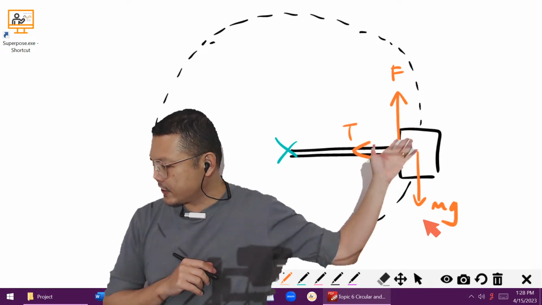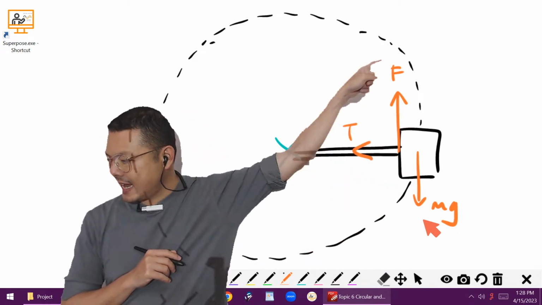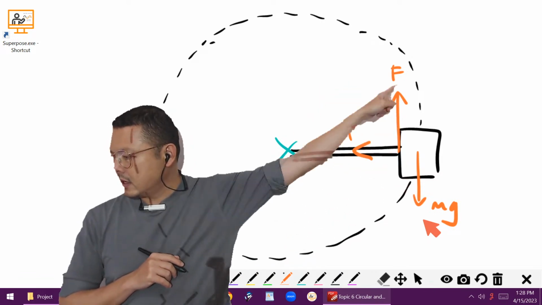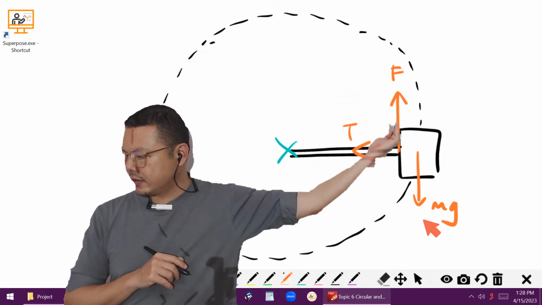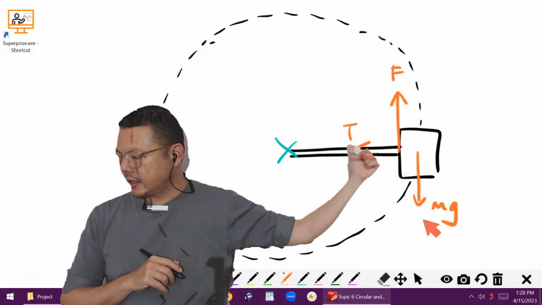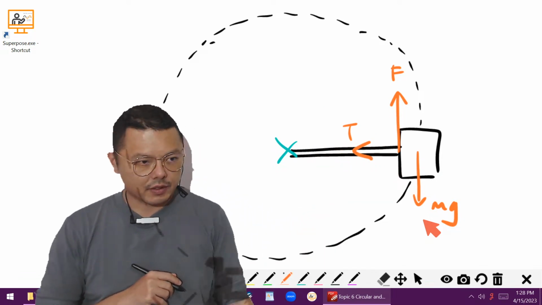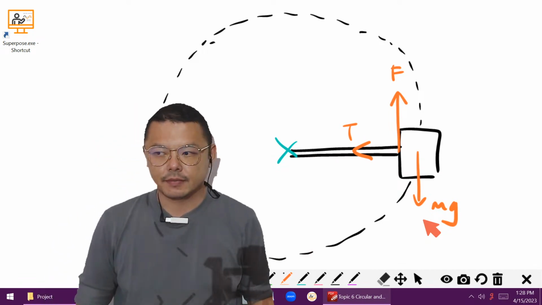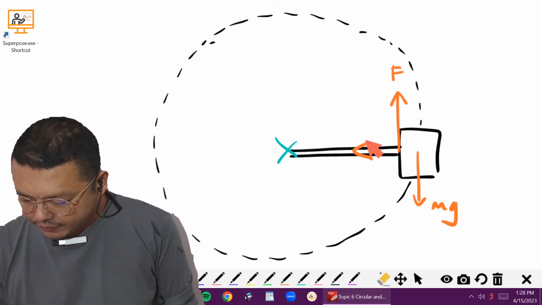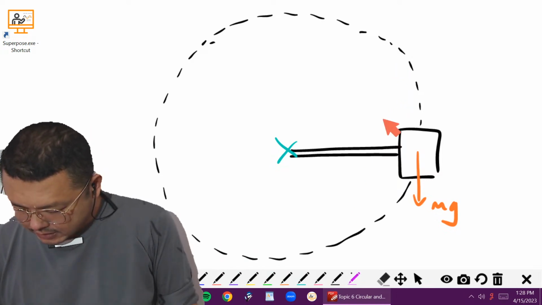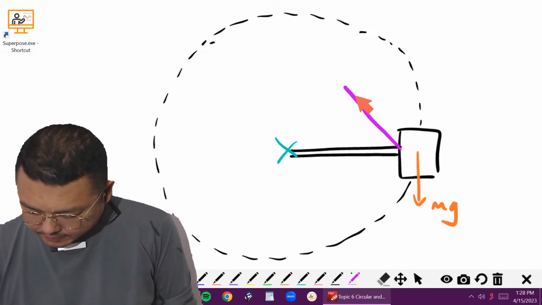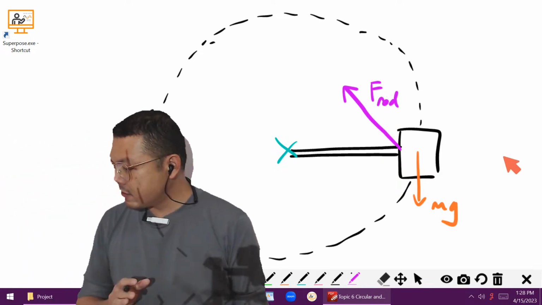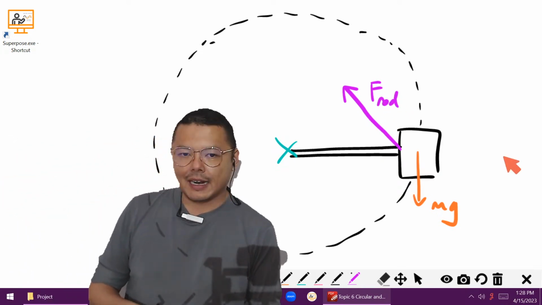So this T and this F are both from the rod acting on the mass. This is the lifting force, and this is the tension that gives you the centripetal force. I want to combine both T and F. If I combine both T and F, I will get a force that looks like this. The force by the rod acts like that.